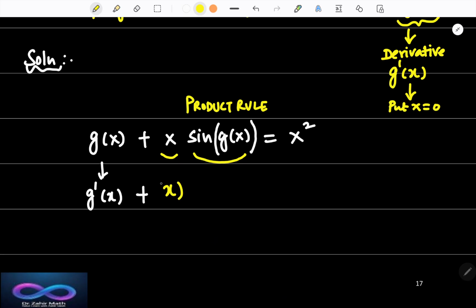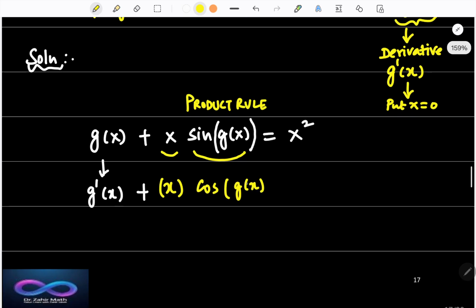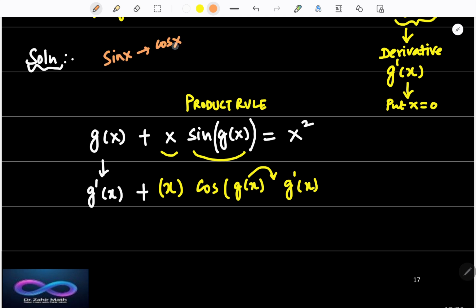Okay, right. So product rule is what? Keep x, teacher. And then the derivative of sine is what? Cosine g of x. And then g of x derivative is what? g dash of x. Why, teacher, you take g dash of x? Let me tell you. If it is sine x, you write the answer cosine x, right?